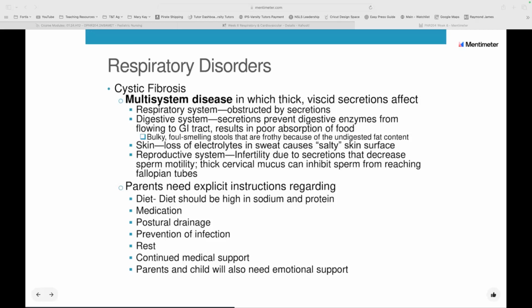So when we are teaching parents, we need to help them with diet modifications. These kids lose a lot of sodium in their sweat, so they need to take in a lot of sodium to help replace that. They also need a lot of protein to meet their nutritional requirements for energy because they're not able to absorb the calories that they're getting from fat. So protein is going to be your big source of energy for them. They will also be on pancreatic enzymes with all of their meals.